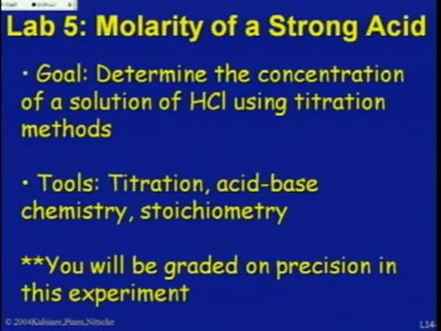So you will be graded on precision in this experiment, and I hope you will also be graded on accuracy, not just precision, because you can be very precise and totally off.